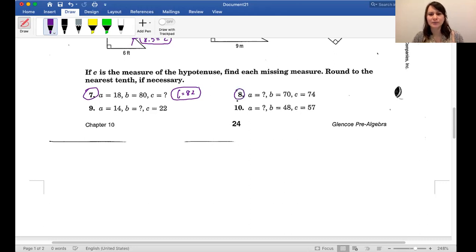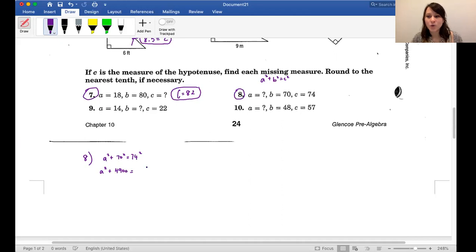Now let's try number 8. So in this case, we're missing a, okay? So if our equation is a squared plus b squared equals c squared, then what we're missing is a, and so we could leave that as a squared. So I'm gonna put our equation down here, number 8: a squared plus 70 squared equals 74 squared. This time we have the c squared, we don't have the a squared. So we're just gonna leave that as what we don't know and then fill in the rest. So when we work this out, we can't solve a squared yet, but 70 squared is 4,900.